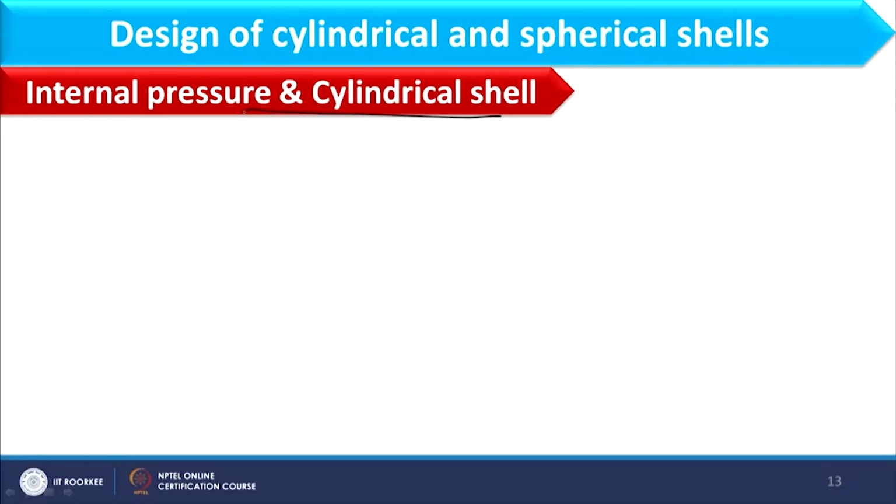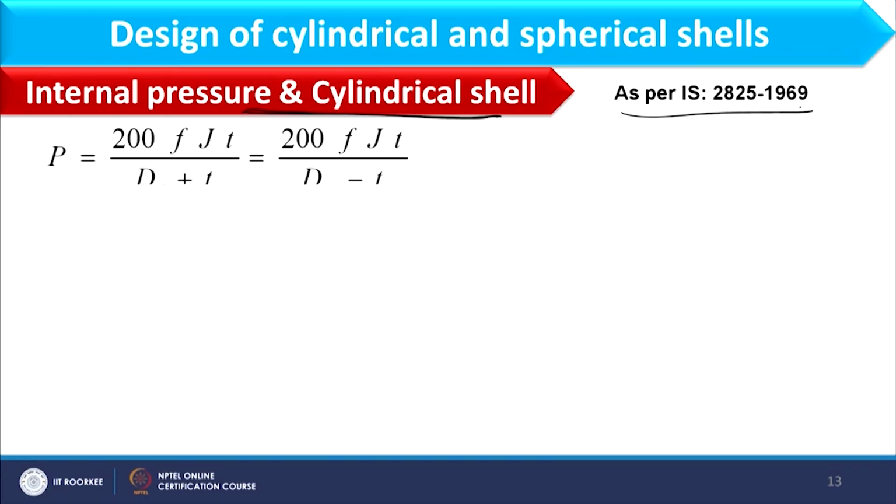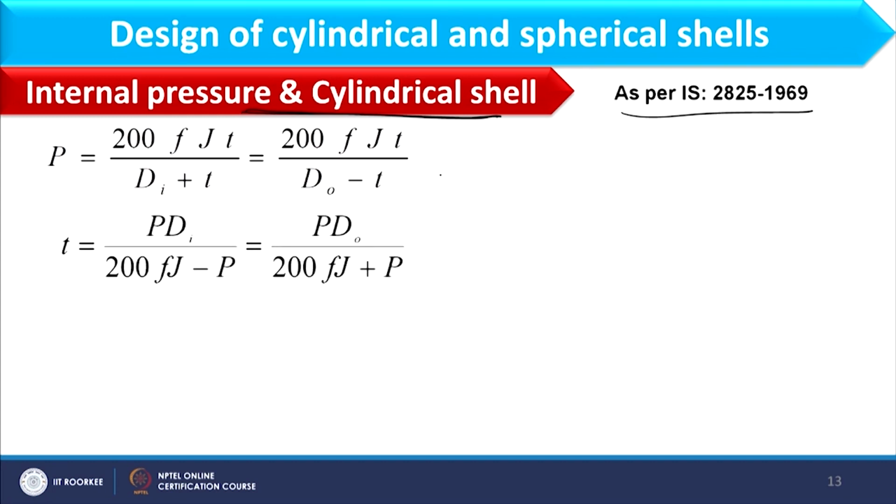So, here I have the expression for internal pressure in a cylindrical shell, and as per IS 2825 1969, the expression given is P is equal to 200 FJT divided by D naught minus T. If I need to extract T from here, the expression should be T equals P D naught divided by 200 FJ plus P.